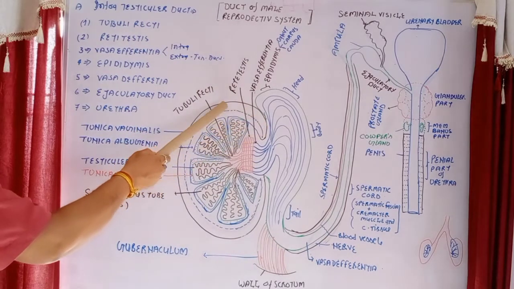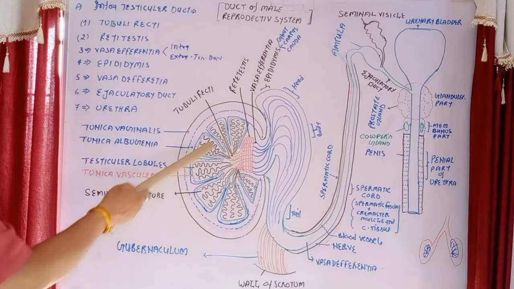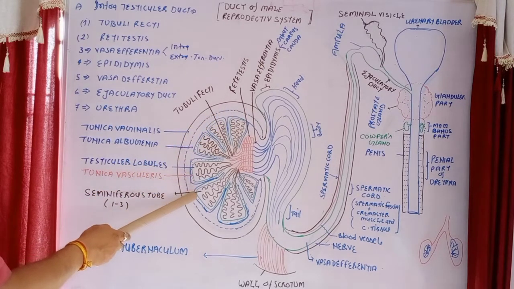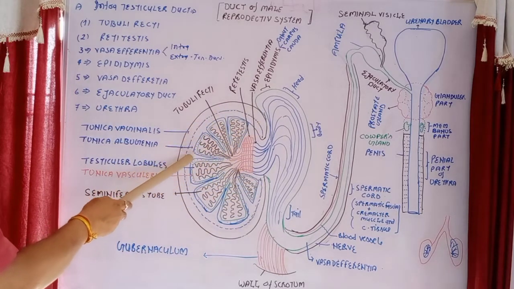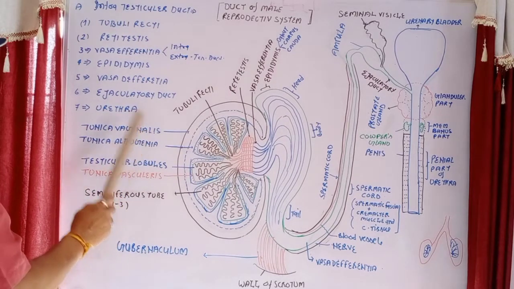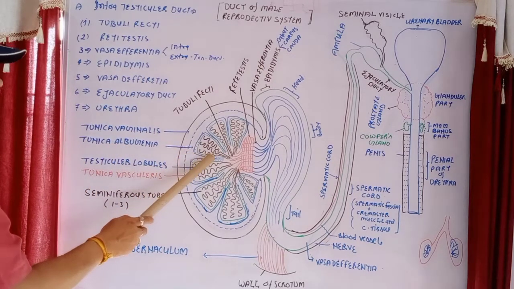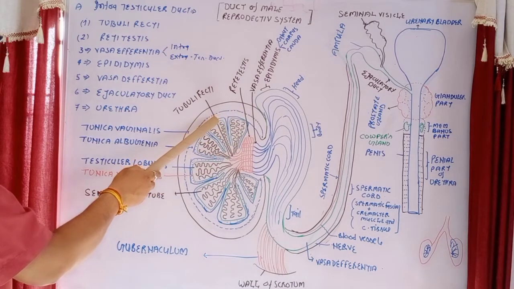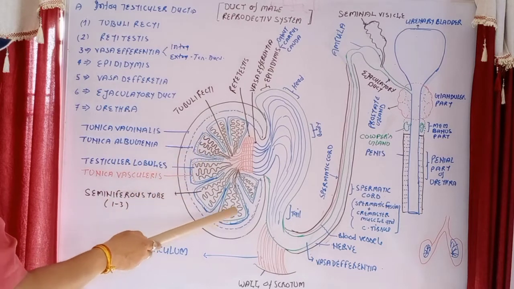I prepared this structure. This is the tunica vaginalis. Just below it is the tunica albuginea. This layer is white, consisting of white fibrous connective tissue, meaning collagen fibers are present here. So the second layer is the tunica albuginea. Its fibers are embedded inside, and it divides the testis into several lobes.